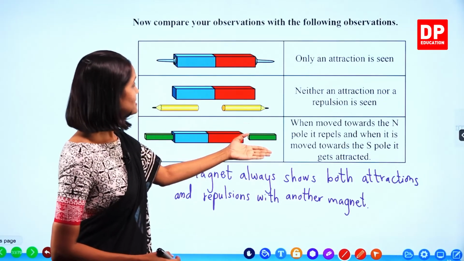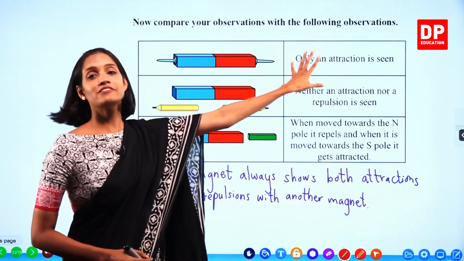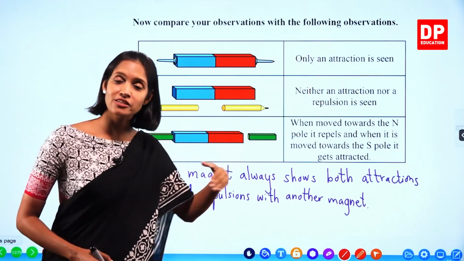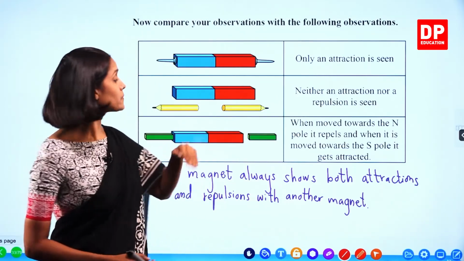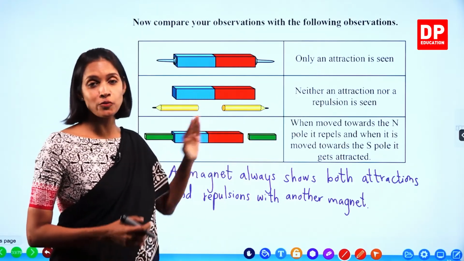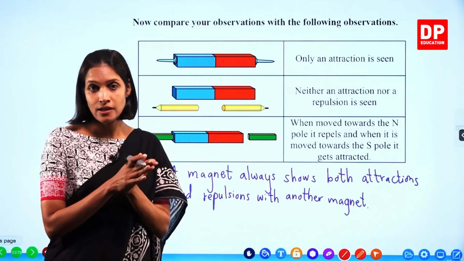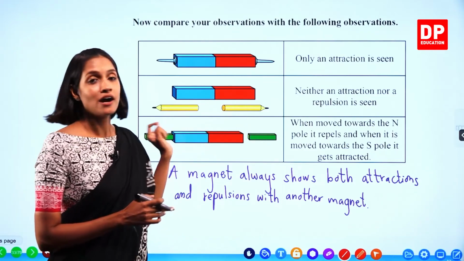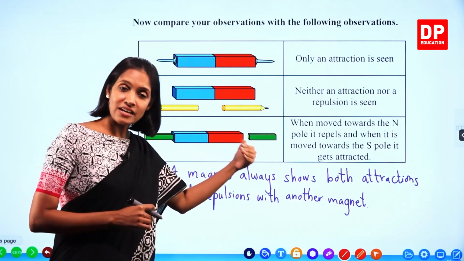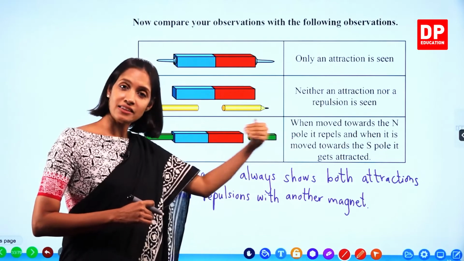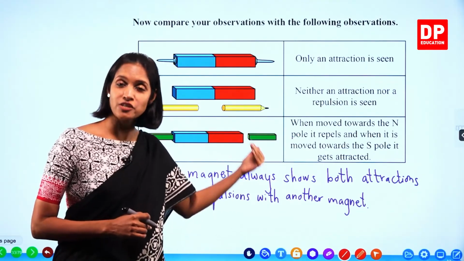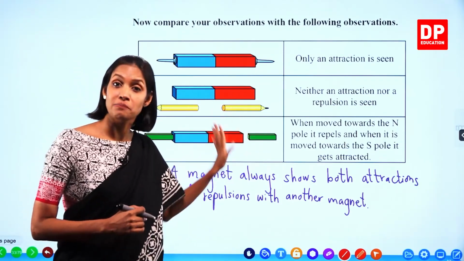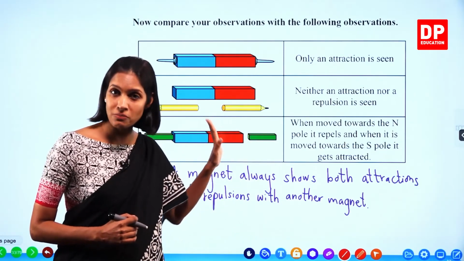Previously we learned that with iron nails, only an attraction is seen, right? Which means iron nails always get attracted to both north and south poles, okay? When you consider another magnet, now we can't see the magnet because it's wrapped. But we can keep both sides of the marked bar magnet to the unmarked magnet. If when one side is kept, repulsion is there, and when the other side is kept, there will always be an attraction, which means there will always be an attraction and repulsion both when it comes to the magnet.